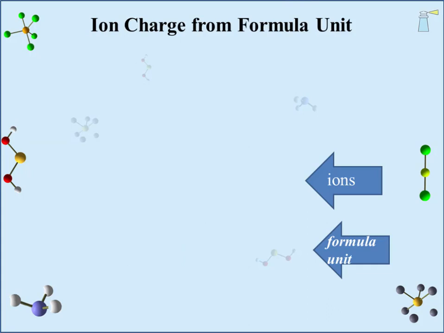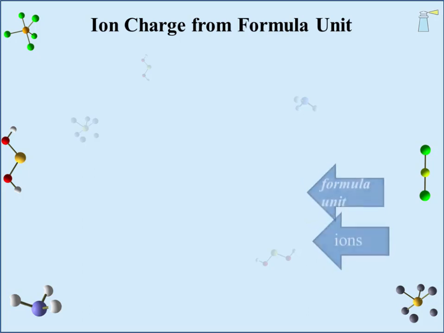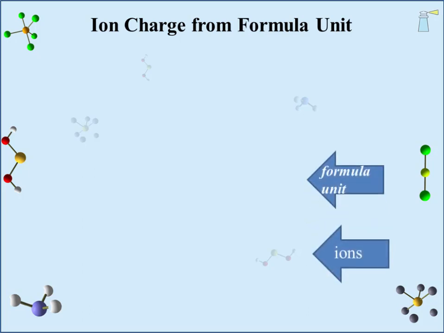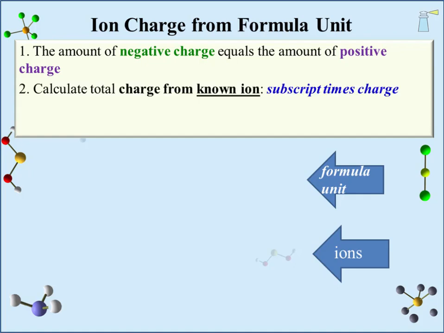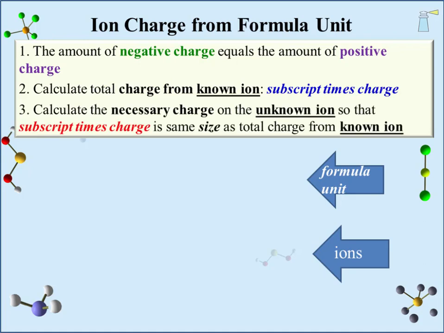The flip side of finding formula units from the charge on the ion is finding the charge on one of the ions when given the formula unit and the charge on the other ion. It is really just the reverse of the process we just covered. To get ion charge from a formula unit, take advantage of the equality of charge. The total amount of negative charge equals the total amount of positive charge. With that in mind, calculate the total charge from the known ion, that is the subscript times charge. Using that value and the concept of equality of charge, calculate the necessary charge on the unknown ion so that the subscript times charge is the same size as the total charge from the known ion.